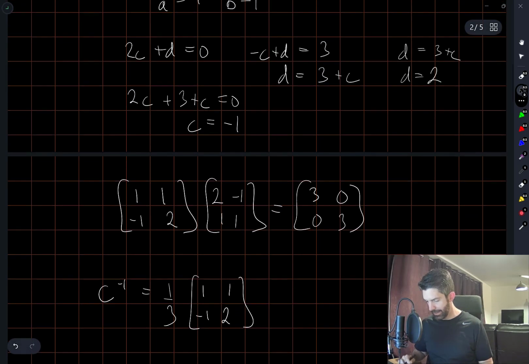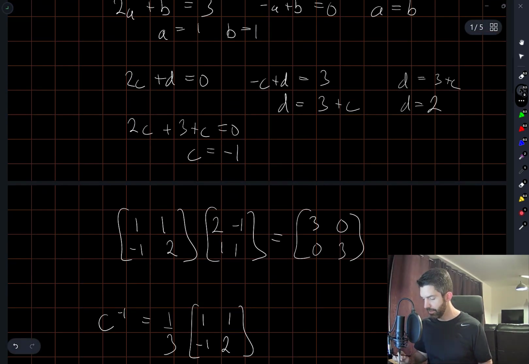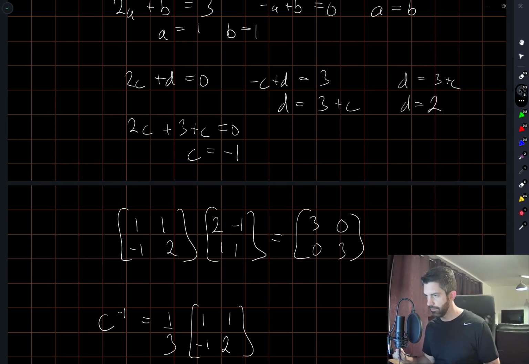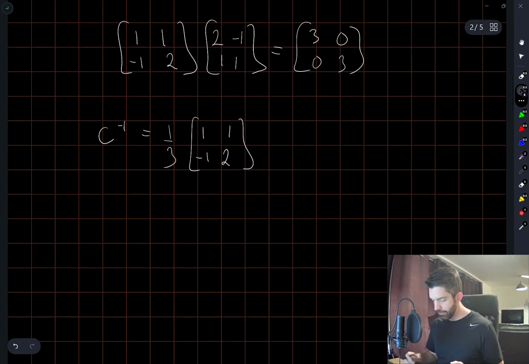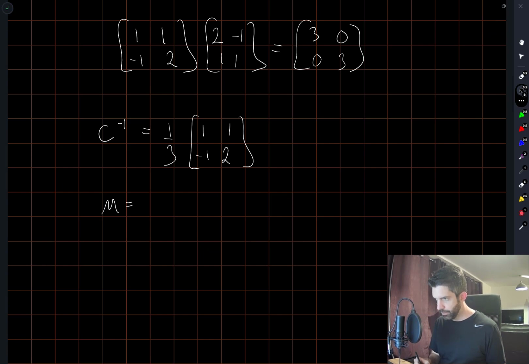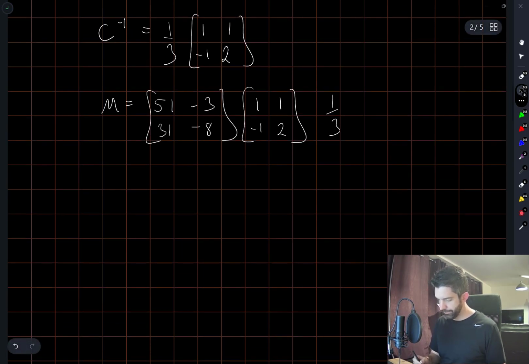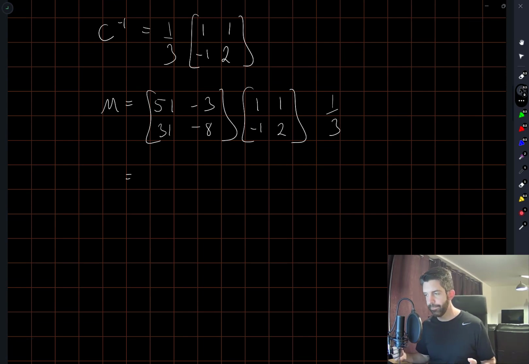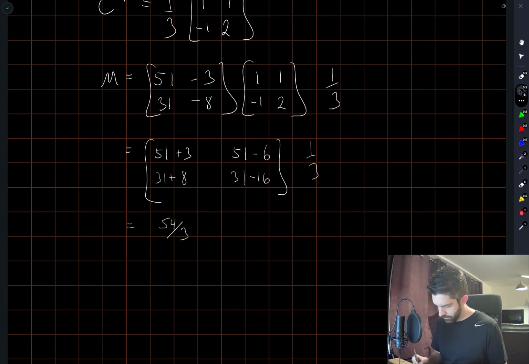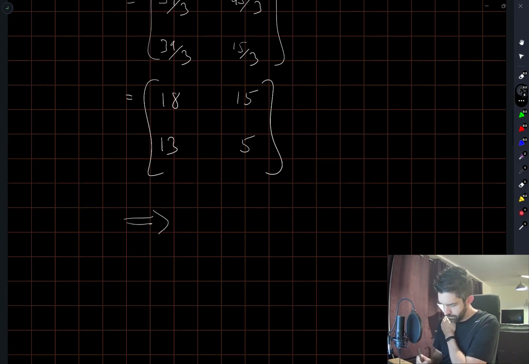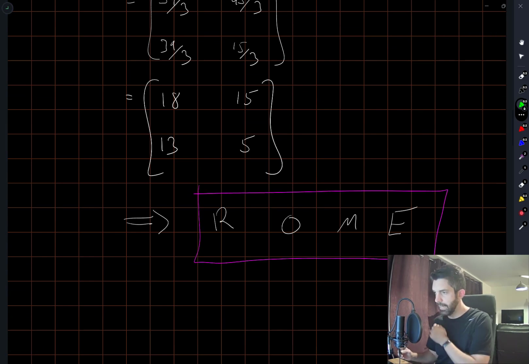Okay, so I've got C inverse. I made a small mistake at one point, but then in checking my answer, I figured out the mistake. Always a smart thing to check your answer if it's easy to do so. So now that I have C inverse, I know M is equal to this given matrix times C inverse. I have to multiply by 1/3 after that. And I'll just go ahead and do the arithmetic here and hopefully read off what the corresponding word is. Yeah, so it's Rome.